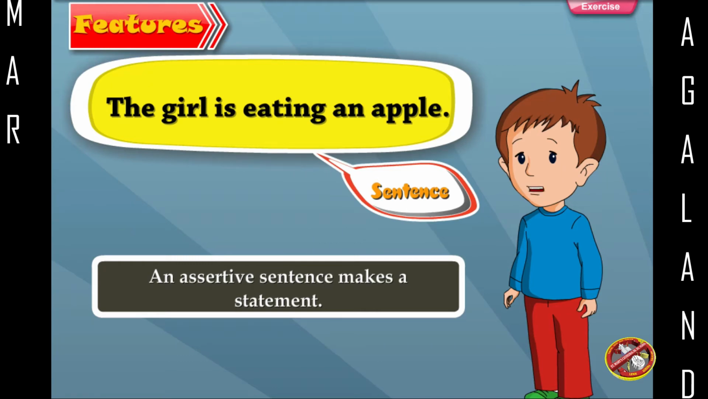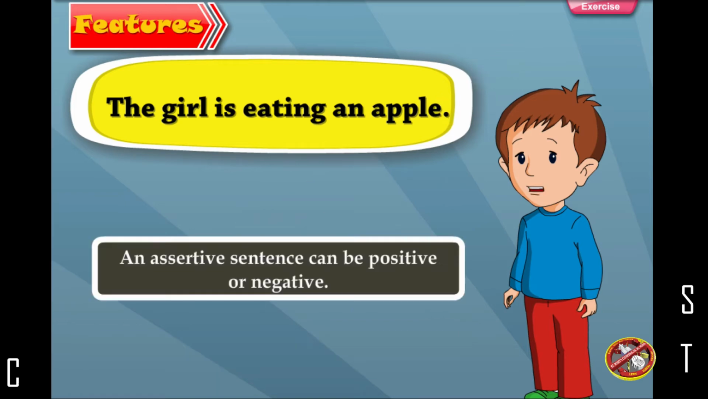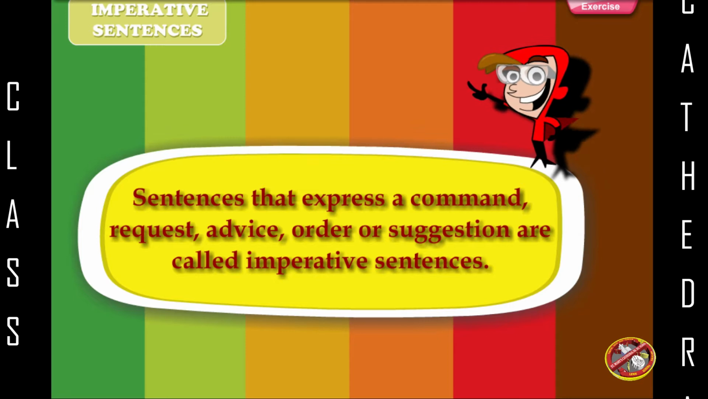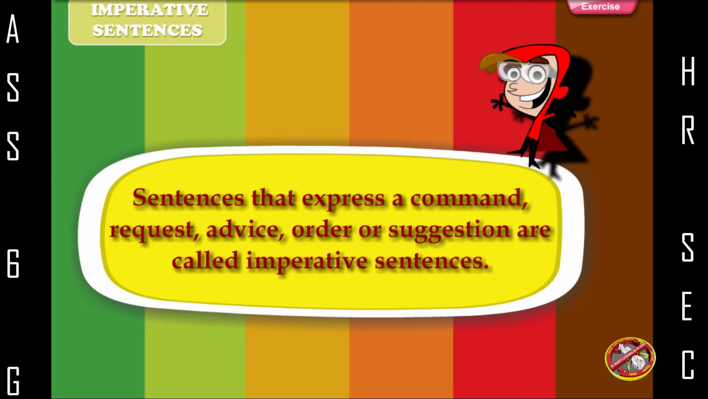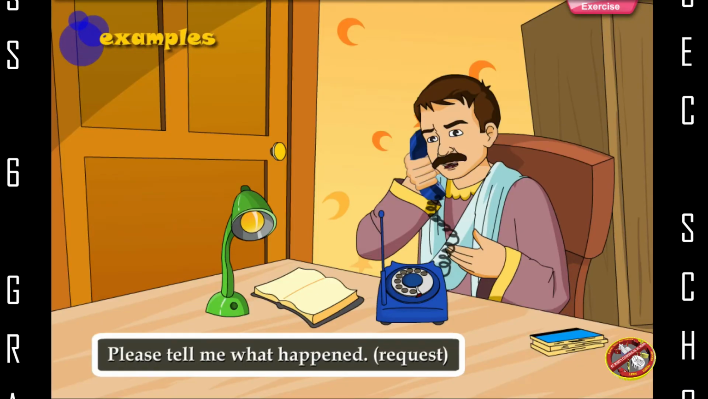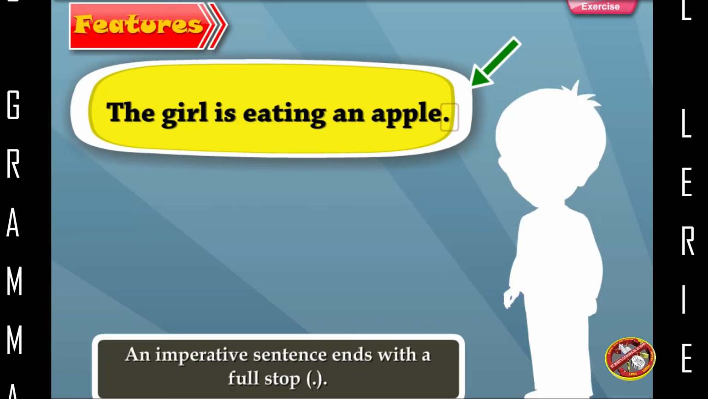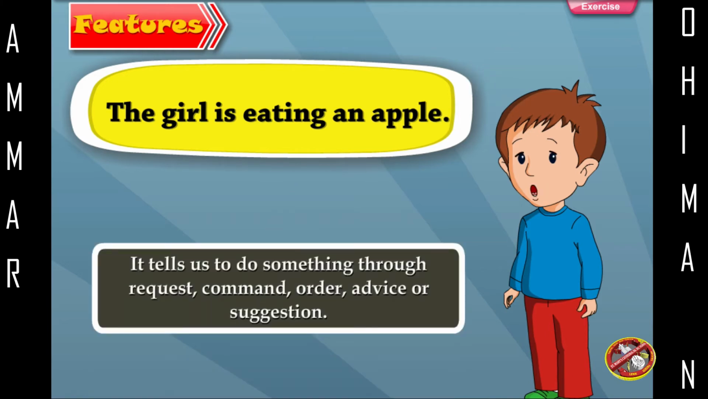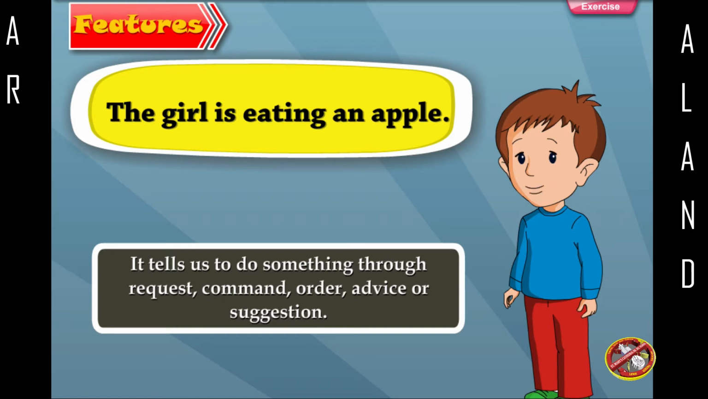Features. An assertive sentence makes a statement. It ends with a full stop. An assertive sentence can be positive or negative. Imperative sentences. Sentences that express a command, request, advice, order or suggestion are called imperative sentences. Examples: Please tell me what happened. Request: Do your homework properly. Order. Features. An imperative sentence ends with a full stop. It tells us to do something through request, command, order, advice or suggestion.